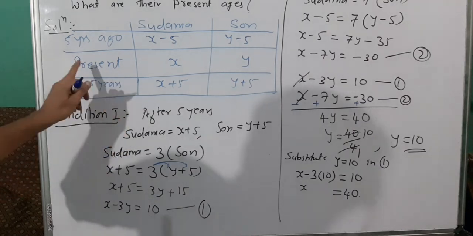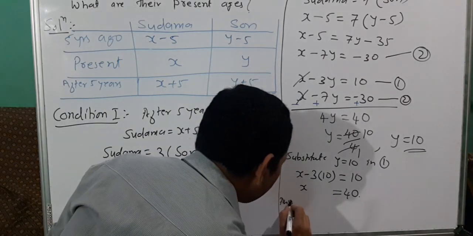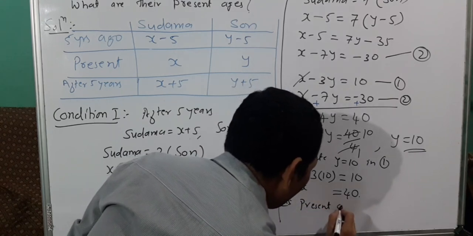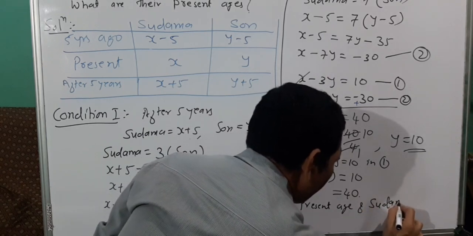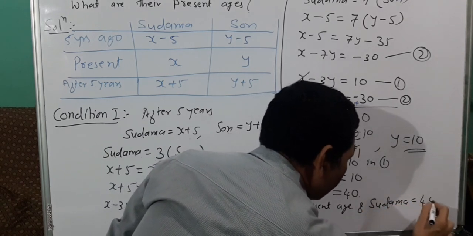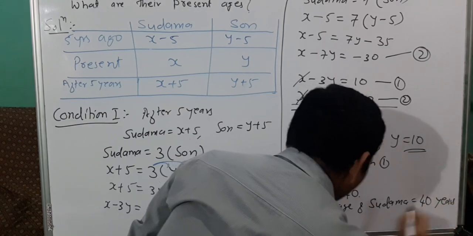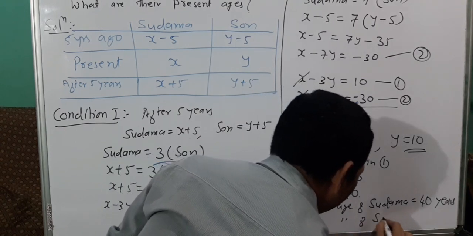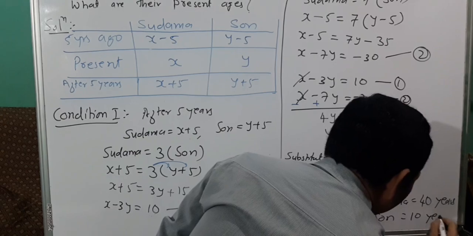What is our x? x means the present age of Sudama. Therefore, answer: the present age of Sudama is equal to 40 years and the present age of son is equal to 10 years.